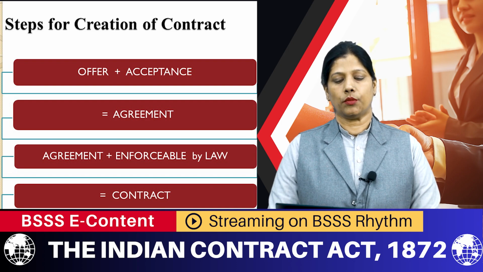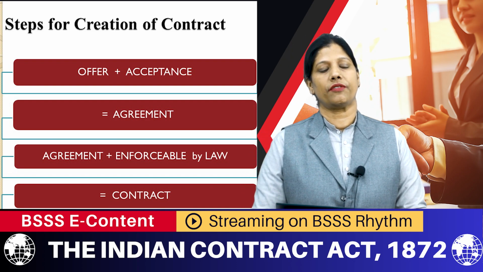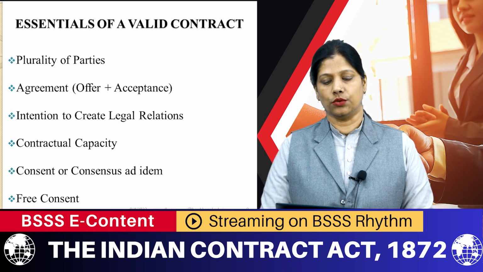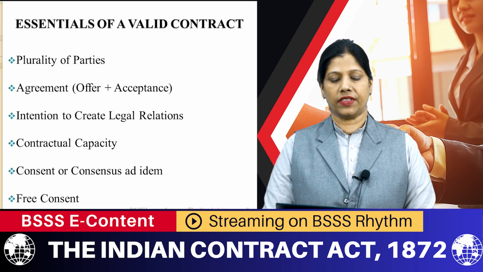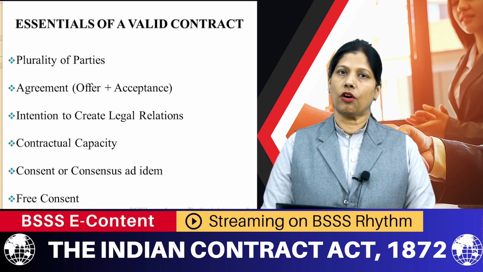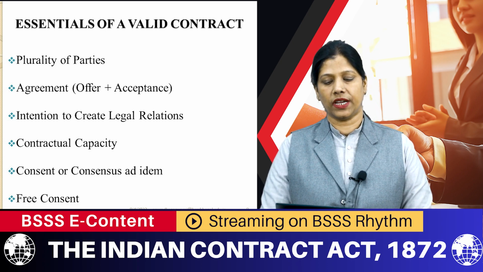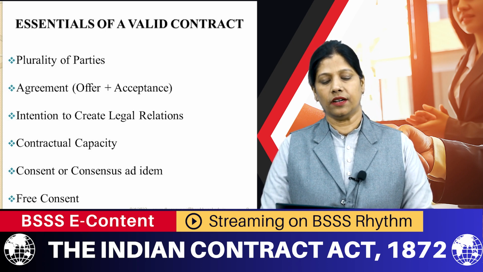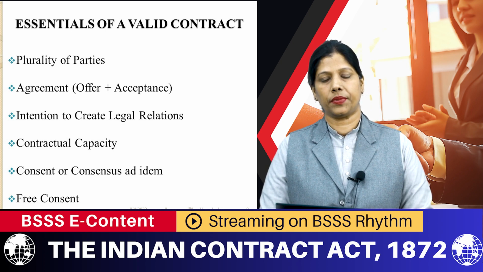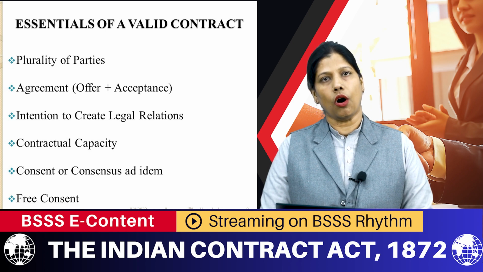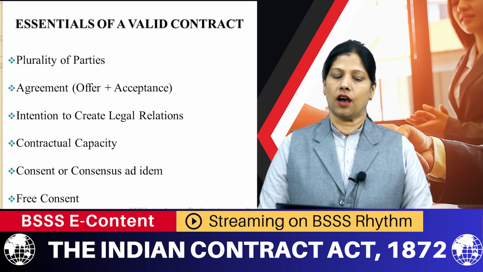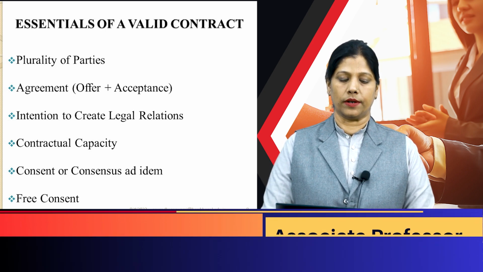Now dear students, I am going to discuss all the essential elements of a valid contract. According to section 10 of the Indian Contract Act 1872, all agreements are contracts if they are made by the free consent of the parties competent to contract, for a lawful consideration and with a lawful object, and are not expressly declared void. Other than these, there are some other essentials which we can interpret from the context of the contract or through interpretation of the various judgments of the Indian judiciary. Now, let us see these points one by one.